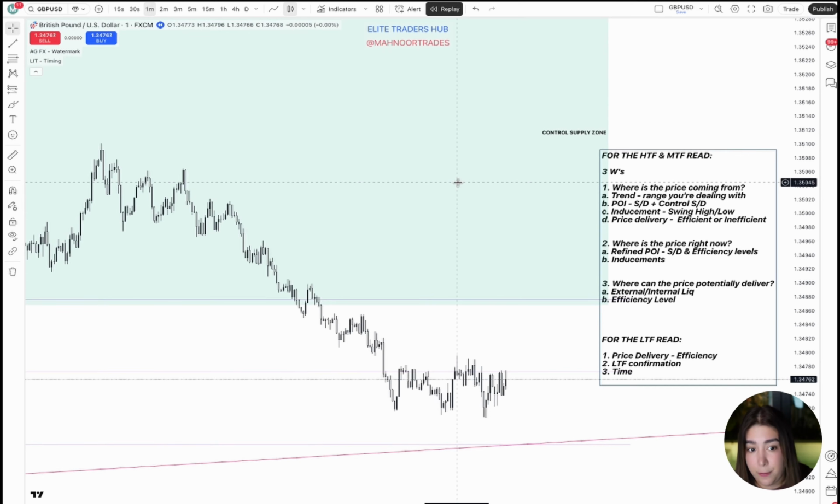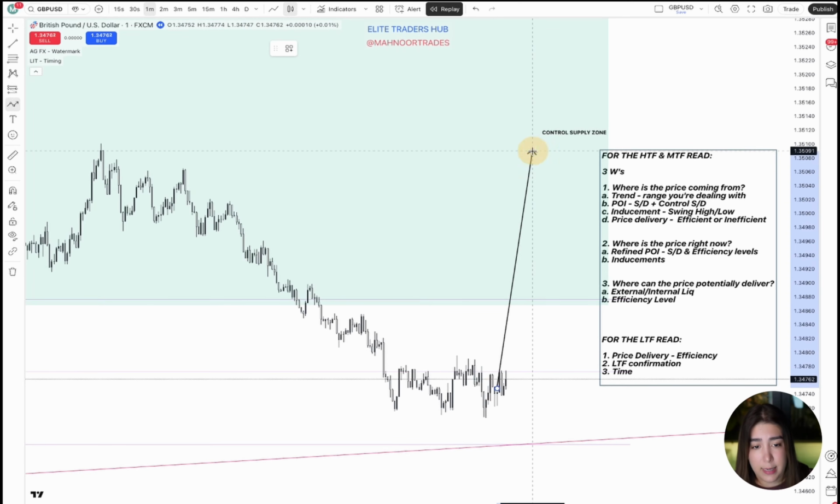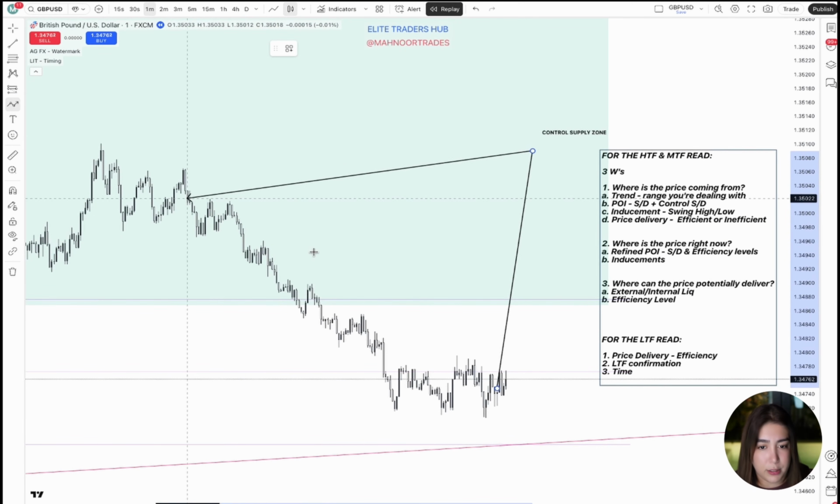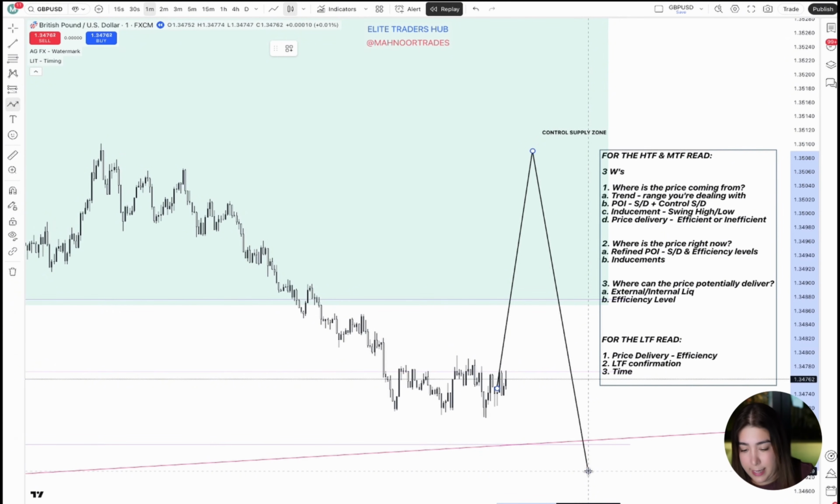Now again, if the price delivery, once it has tapped into this zone until where the price is at the moment, has been bad, meaning inefficient, creating trendline liquidity and accumulation, that basically shows me the M1 is not convincingly showing me the sellers' control. So it might be that price actually goes higher, corrects the price delivery, takes out the trendline liquidity, taps into the efficiency, and then goes lower. That could be the case as well, right?